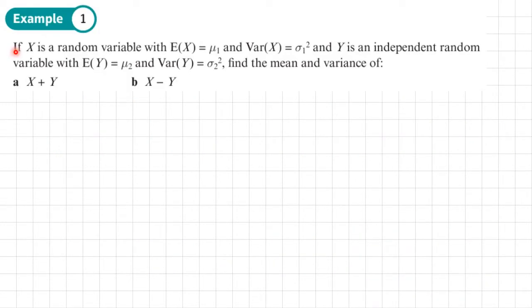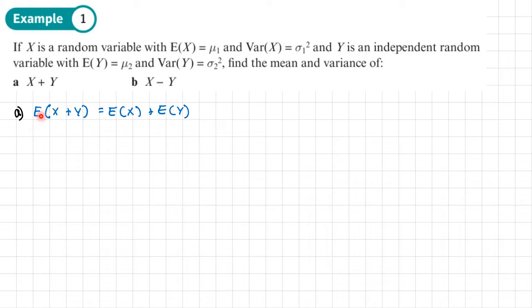Example 1. If x is a random variable with the mean equal to mu1 and the variance equal to sigma 1 squared, and y is an independent random variable with a mean of mu2 and its variance is sigma 2 squared, find the mean and variance first of all of x plus y.